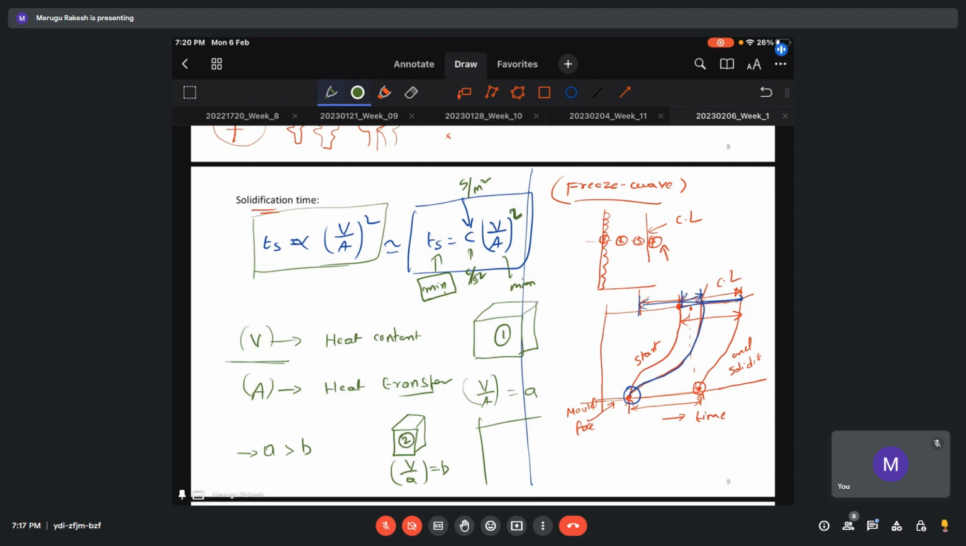In my case, I already calculated V by A values for component 1 and component 2, and I got A greater than B. So what does it represent? Which one cools faster, 1 or 2? Someone raised a hand. You can speak out. Okay, 2. The answer is correct, but why? Is the V by A ratio more or less?